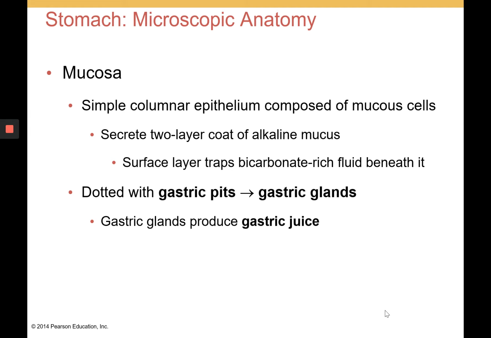The mucosa, again, is simple columnar in the stomach, and in that simple columnar epithelium, there's areas where we have indentations or pits that lead to gastric glands. These gastric glands produce gastric juice.